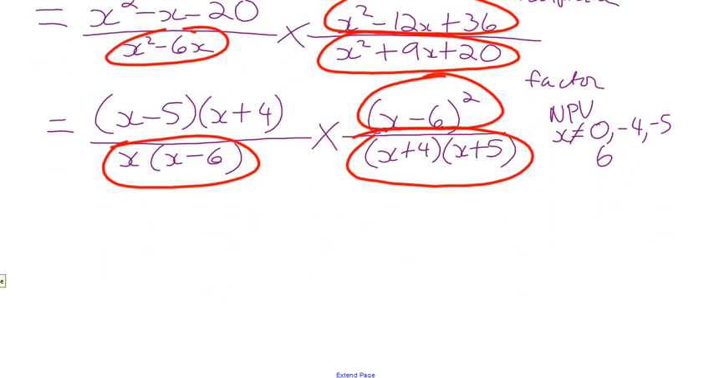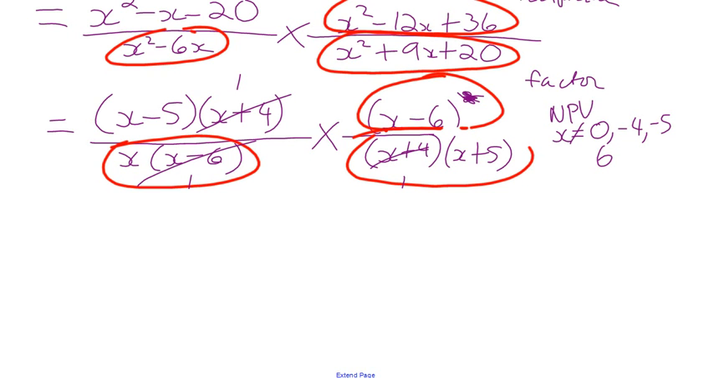Okay, and now we can simplify. So what I'm going to do is I'm not going to write them together. I'm just going to start canceling top and bottom. So the x minus 6 here takes out the squared, basically, right? Leaving me with just one x minus 6 up here. The x doesn't cancel. x plus 4, x plus 4, x plus 5. Don't cross that off because it doesn't. x plus 5. Okay, that does not cancel with the x minus 5, right?